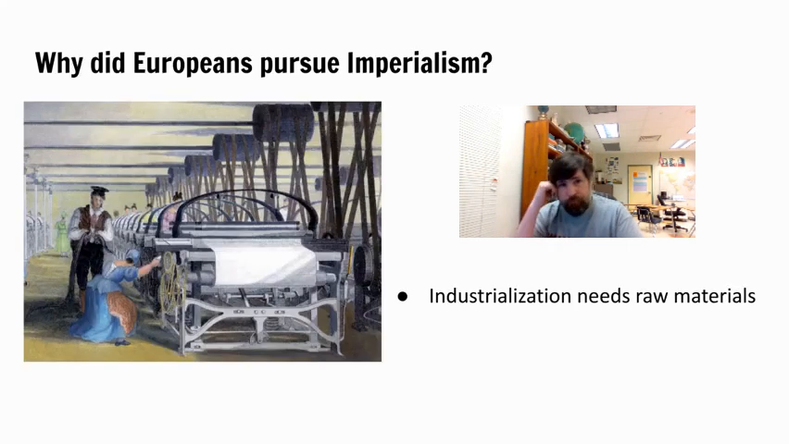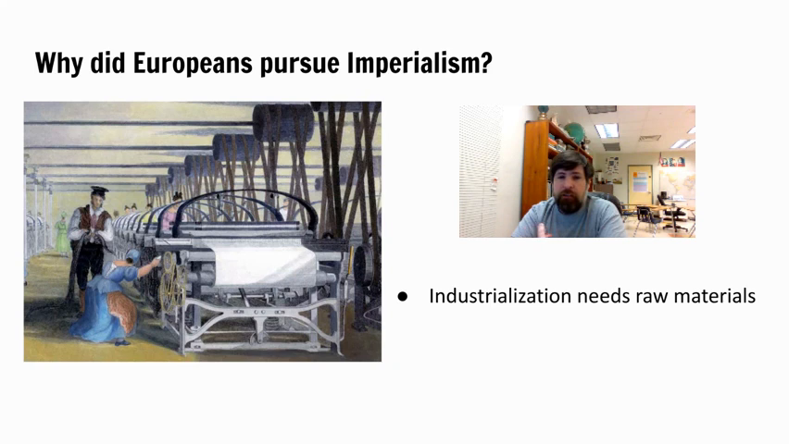So why did Europeans want to do this? During this time period, Europeans used these different forms of imperialism to take over a lot of Africa and Asia. And the main reason why they did it was because they needed raw materials for their factories. We talked in Unit 6 all about industrialization and how Europeans were changing their economy so that they were making things in factories and then selling them.